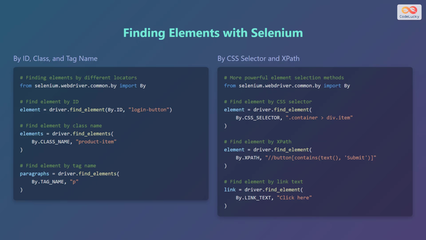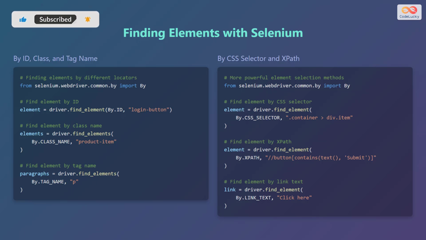One of the key tasks in web scraping is locating the elements on a web page that contain the data you need. Selenium provides various methods to find elements, each suited for different scenarios. Here we'll explore some of the most commonly used methods. On the left, we can see the different ways to find elements using the ID, class, and tag name. We first import the By class, which is used to specify the type of locator. For example, to find an element by its ID, we use the findElement method with By.ID and the ID of the element. Similarly, we can find elements by class name or tag name using By.className and By.tagName respectively.